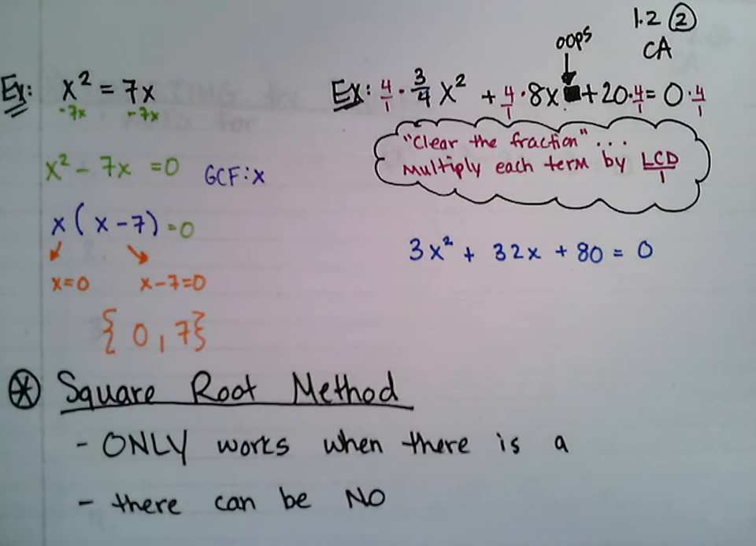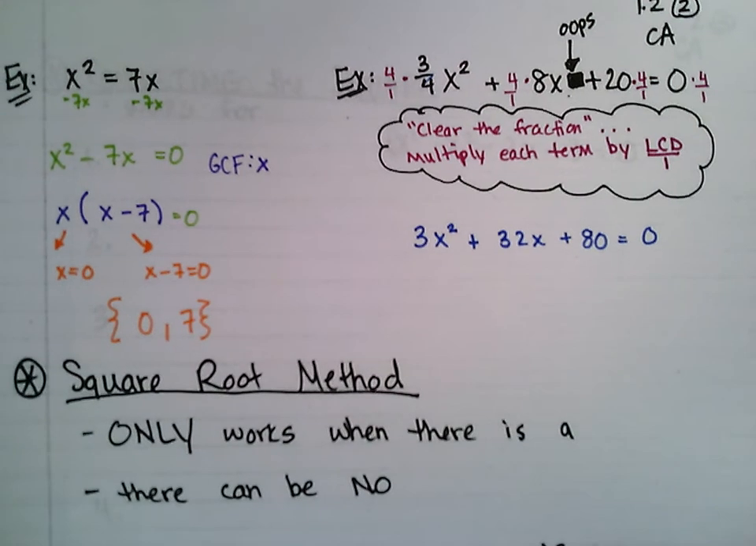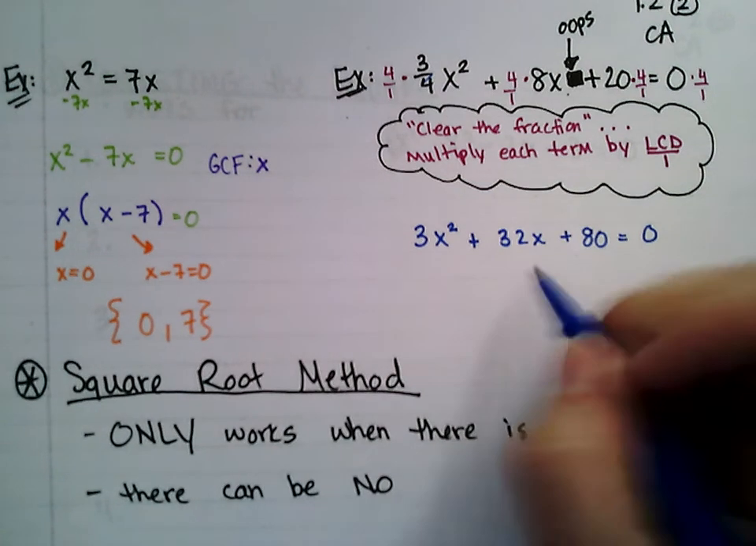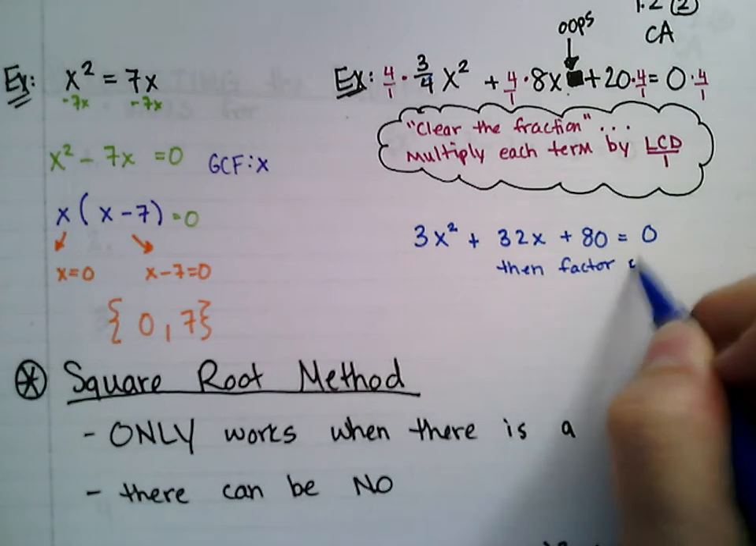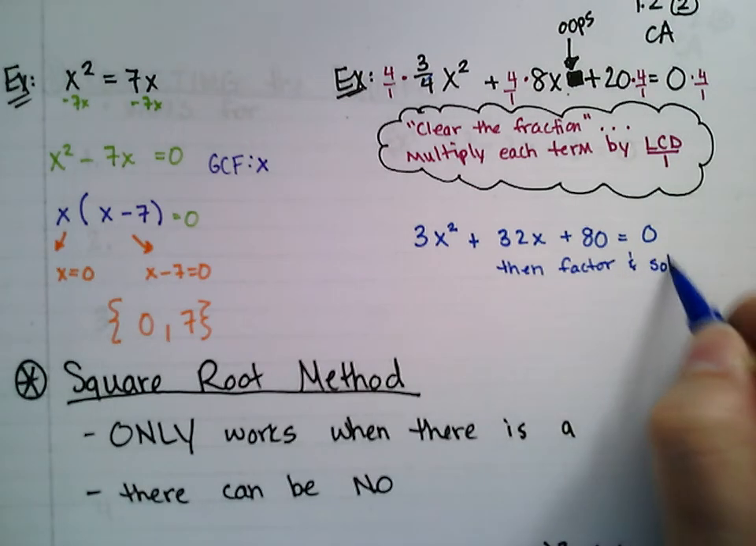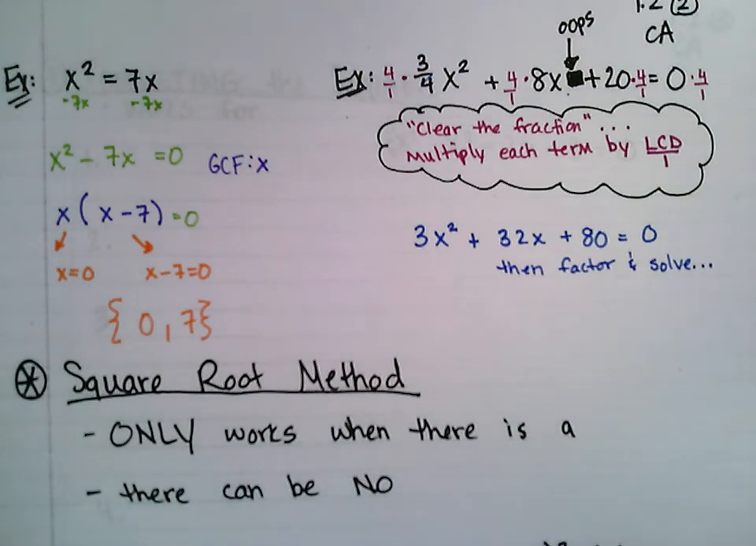Now that we're at this point, it looks more like the other ones we've been doing. So we would go ahead and factor and solve like we have before. I'll spare you the details on that, so I'll put dot, dot, dot. That means I'm not going to actually solve it. That's just what we would do next.